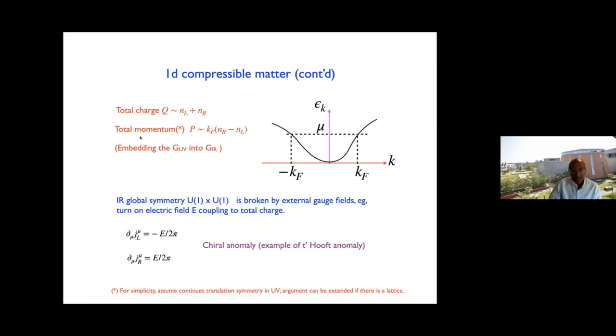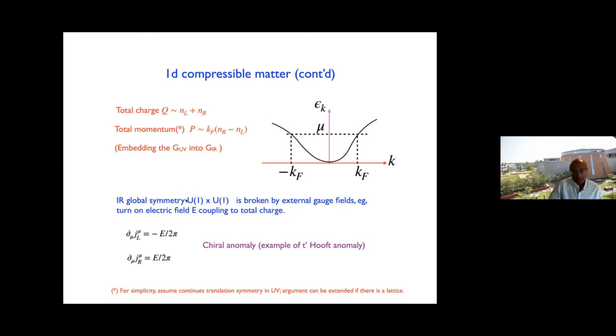And the other microscopic symmetry, the other UV symmetry, is the total momentum. And here for simplicity, let me assume continuous translation symmetry in the UV. It's not an essential simplification. So then the generator is the total momentum. And in the low energy theory, the total momentum is simply the Fermi momentum times the difference of the number of right movers and the number of left movers, right? So these equations tell you how the left-hand sides describe the microscopic symmetry generators. The right-hand side describes how they are embedded into the symmetry generators of the low energy theory, okay?